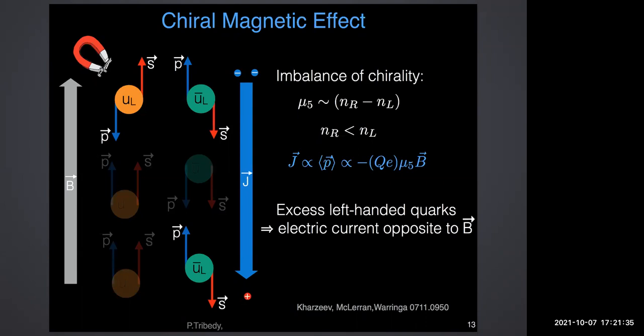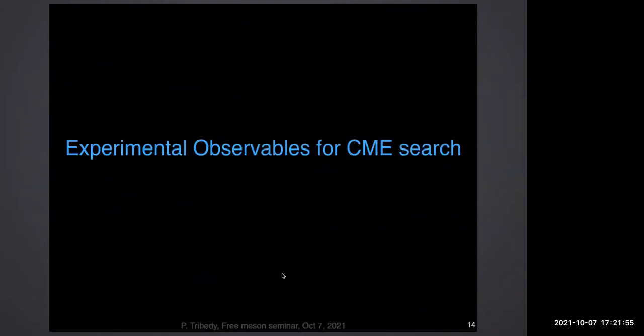So basically, if you have more left-handed, you generate a current anti-parallel to a magnetic field, and you don't know, right? In an event, in some region, you could have either way. So we have to consider this parity odd feature of this specific phenomenon if you want to detect it. So that's what we need to remind, and let me quickly tell you how to experimentally observe this.